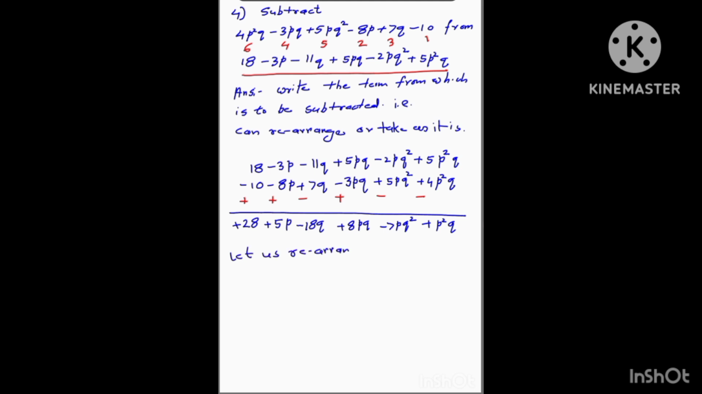Now you can arrange it or even keep it as it is. There is no harm in keeping it, but let us arrange it. It looks nice. I just arrange it this way: p square q, minus 7pq square, first p square, then q square, then the pq, then p, then q, then the constant. Okay, that's it.